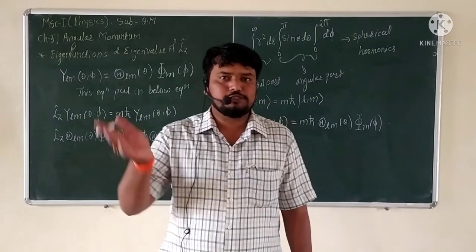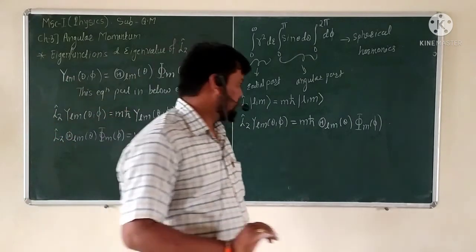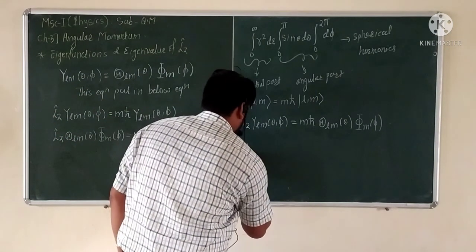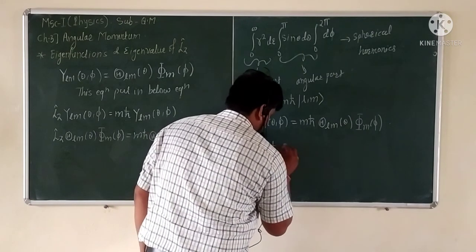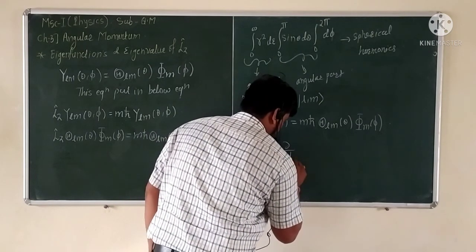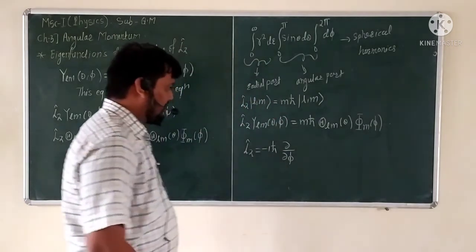Lz cap, which is expressed in the spherical harmonic, has the formula minus i h cross dou by dou phi. How is it?